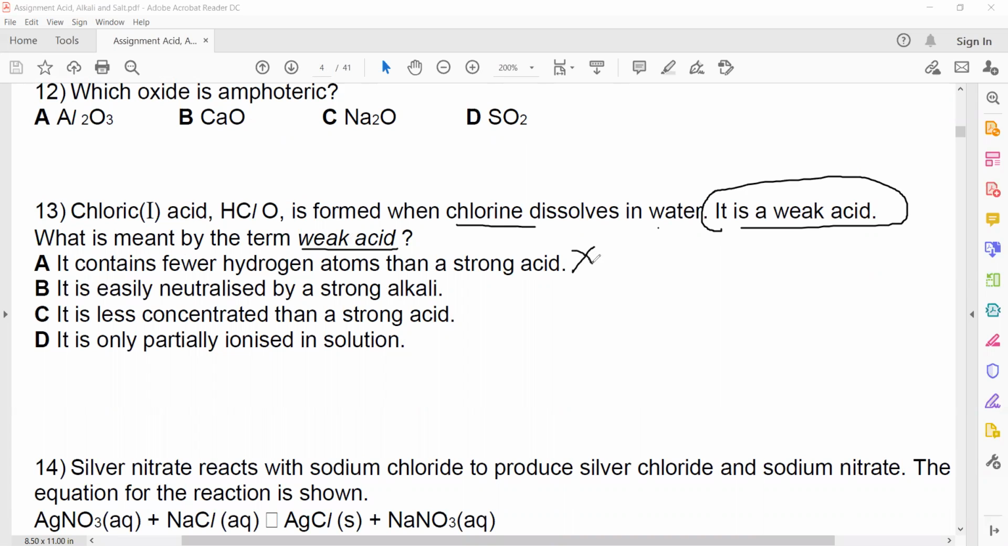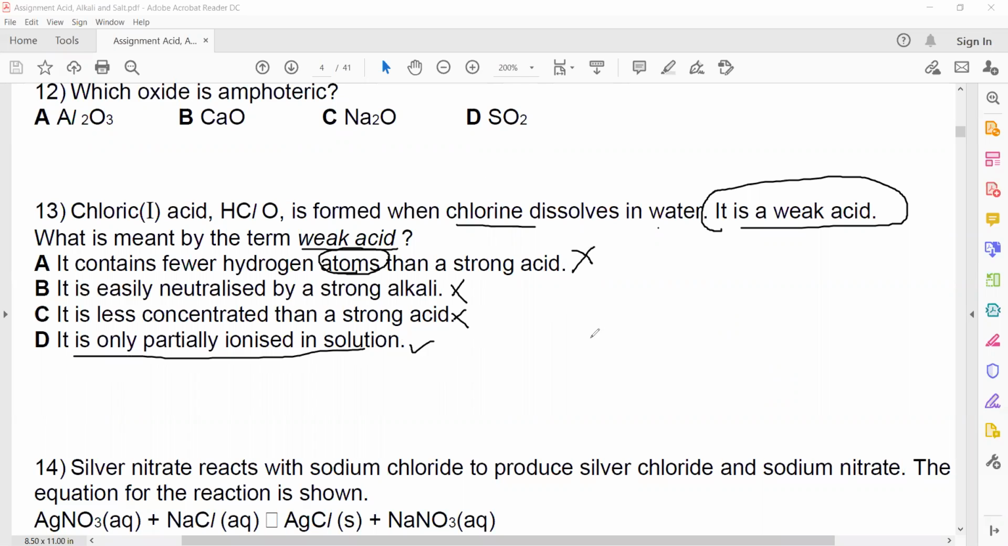It contains few hydrogen atoms. That's wrong. Not hydrogen atom, it should be hydrogen ion. It is easily neutralized. That's not about neutralization. It is less concentrated than, that's just different. It only contains a partially ionized solution. That's right. The term partially ionized means it contains a few, or a smaller number of, hydrogen ions. So statement D is correct.